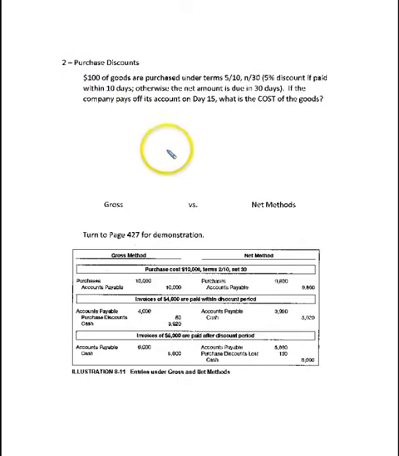So let's look at purchase discounts, because as I indicated earlier, there are a couple of ways of thinking about that. So here's a little example. We paid $100 for goods, and we have a 5/10 N/30. That means there's a 5% discount if paid within 10 days. Otherwise, the net amount is due within 30 days.